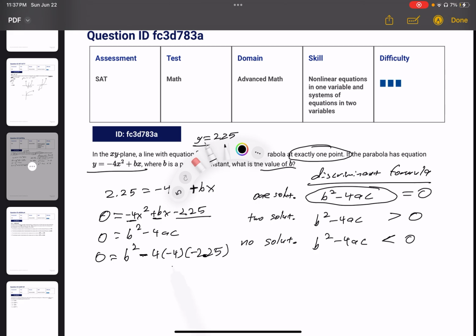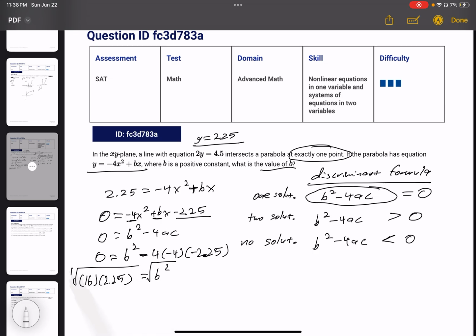Now we move this over to here, and we're going to get a value of 16 times 2.25 is equal to b squared. You take the square root of both sides, and that's going to be plus or minus. And then you get b is equal to plus or minus the square root of 36, which is equal to plus or minus 6. And we're getting two solutions, even though it said exactly 1 point.